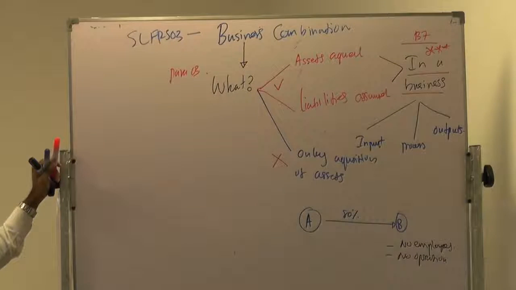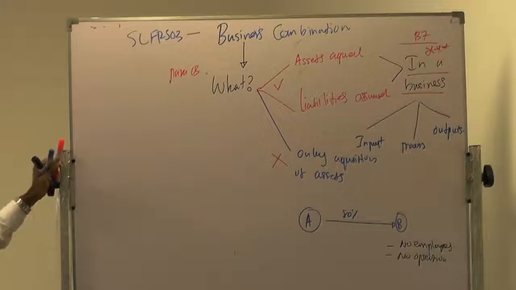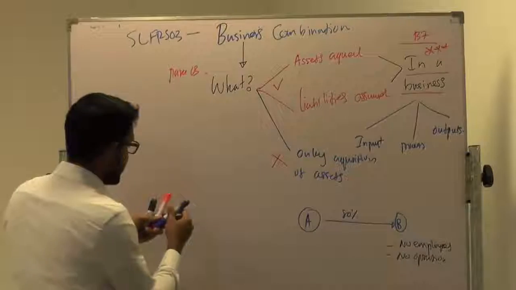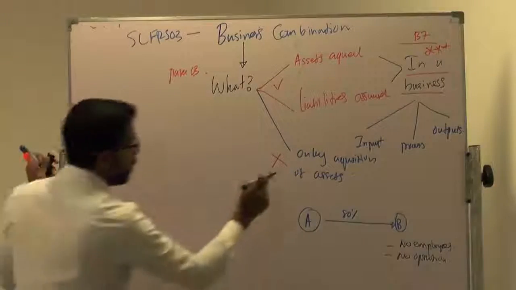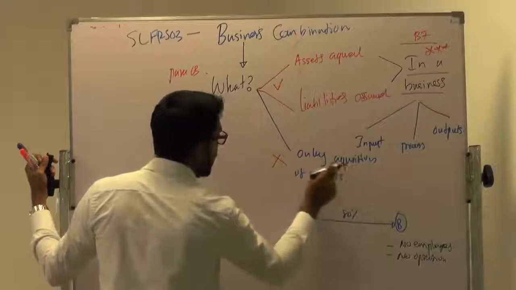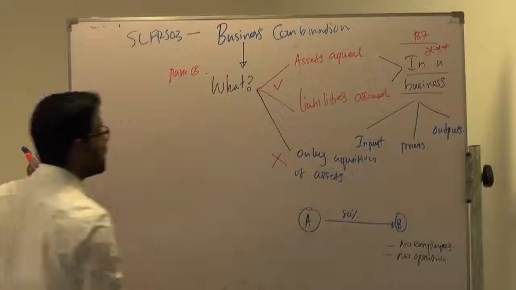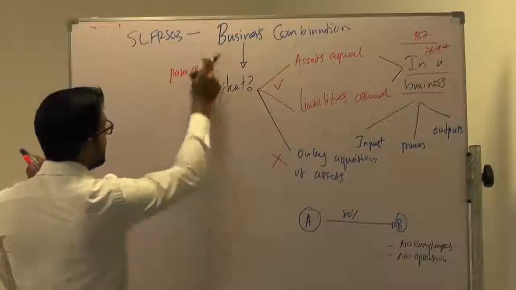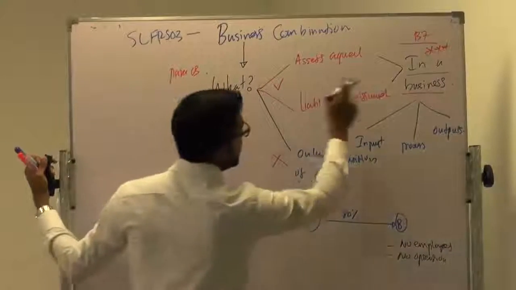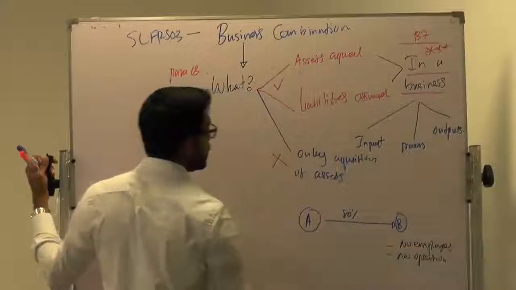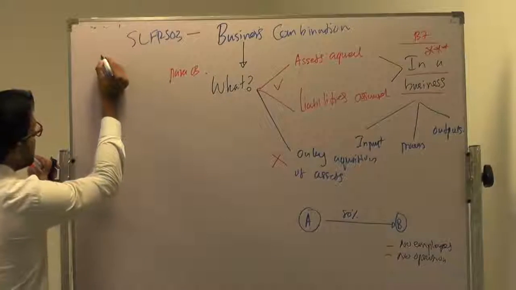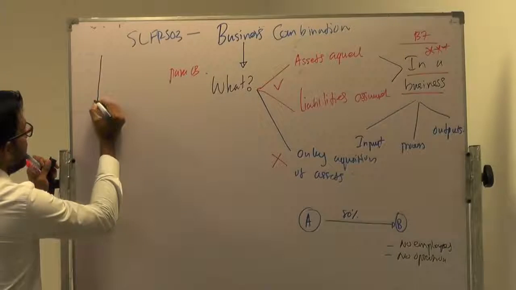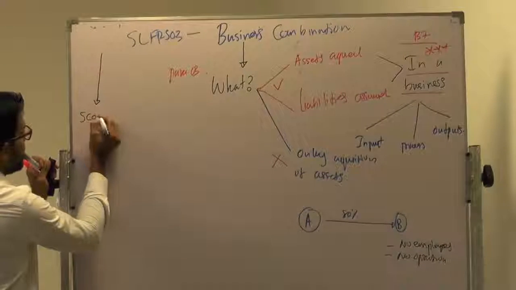Now we have defined the business. With this, the next thing you should understand, what is a business? The answer is this: if it is only acquisition of assets, only asset acquisition does not come under this standard, it is not a business combination. Paragraph 3 and B7 you should highlight and go through. Fine. Then you should understand the scope of the standard.